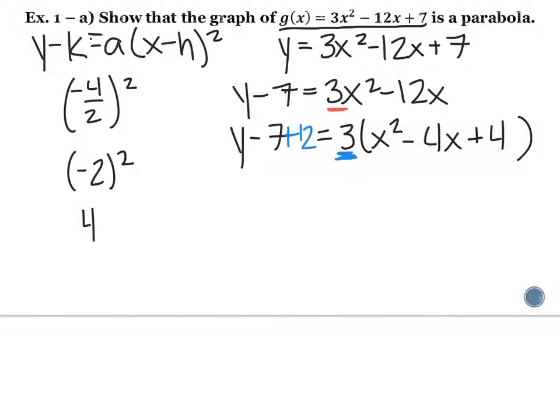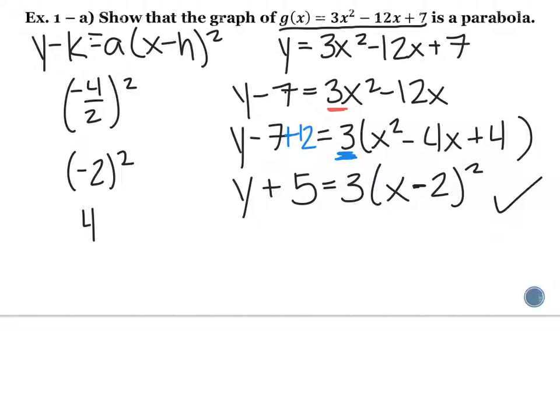So I'm going to combine my like terms on this side, and I get 5. And then I know that's 3. And then inside my parentheses, when you factor that, you get x minus 2, quantity squared. And we just proved that this is indeed a parabola.